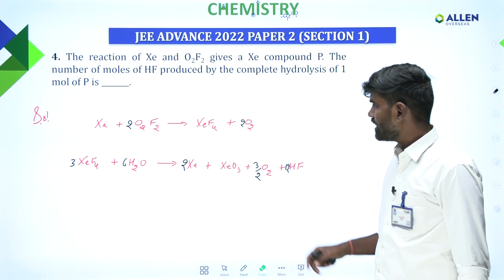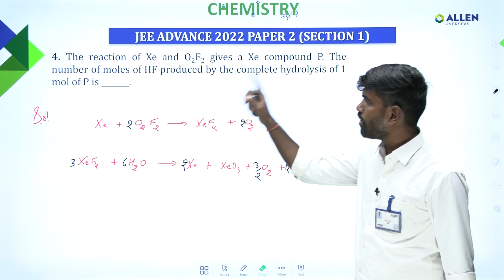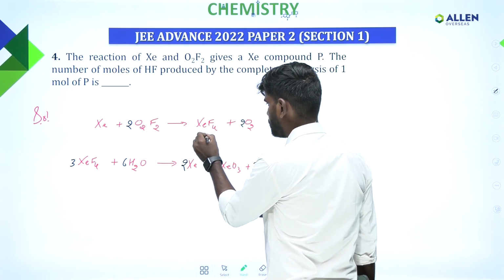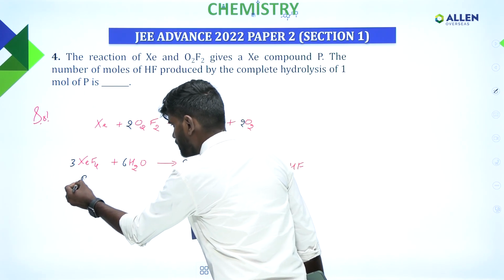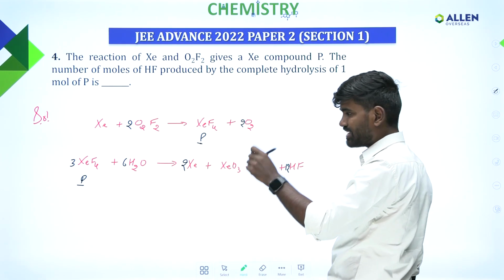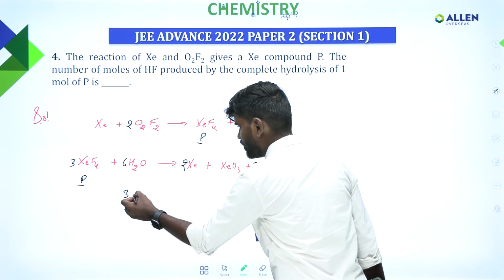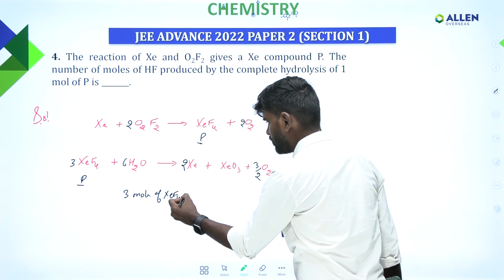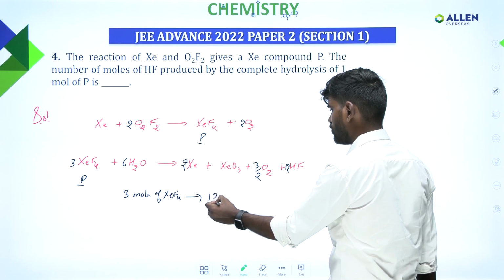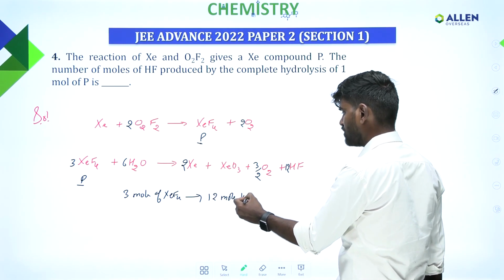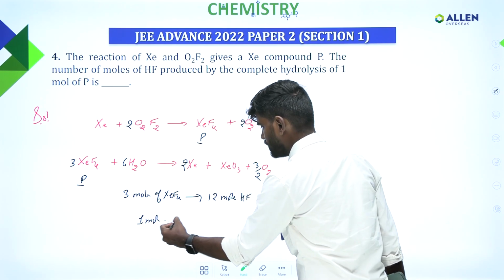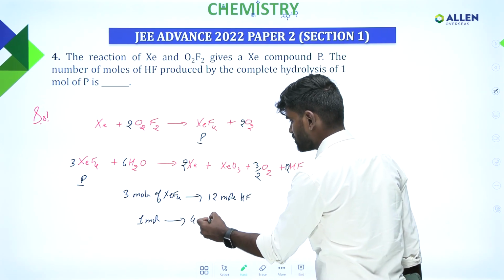Now, if you pay attention, the question is asking for 1 mole of P. P is what? Basically, we need to figure out what P is. This is my P, right? So 1 mole of P gives you what? 3 moles of P, that is XeF4. 3 moles of XeF4 are giving me what? Through stoichiometry you can see 12 moles HF, right? And it is asking for 1 mole. So 1 mole gives how many? It gives 4 moles HF.